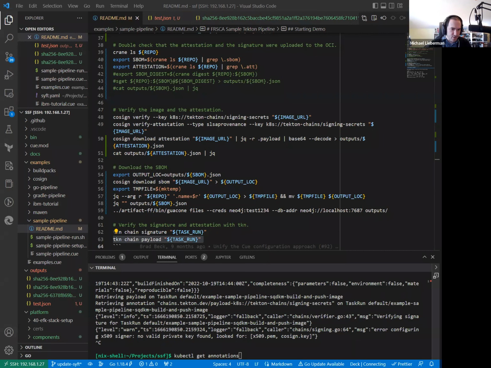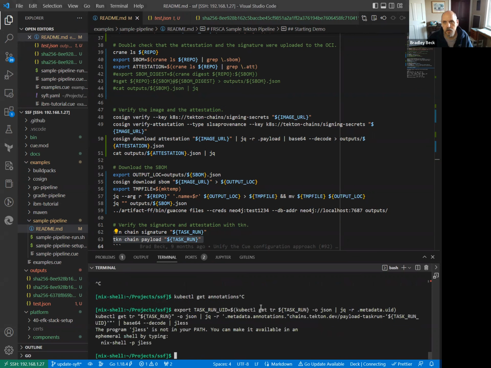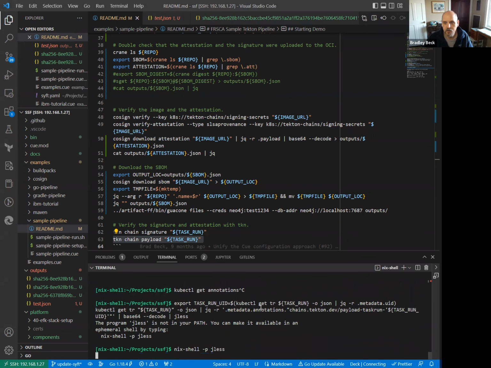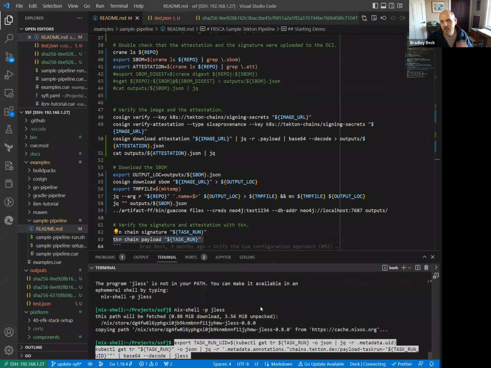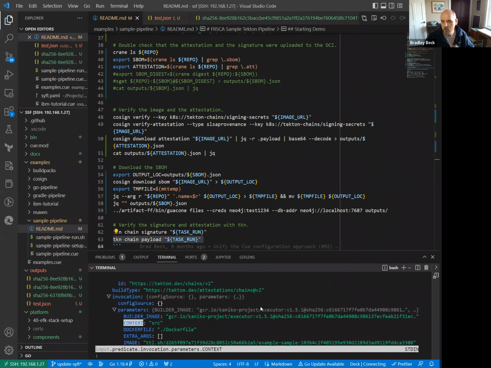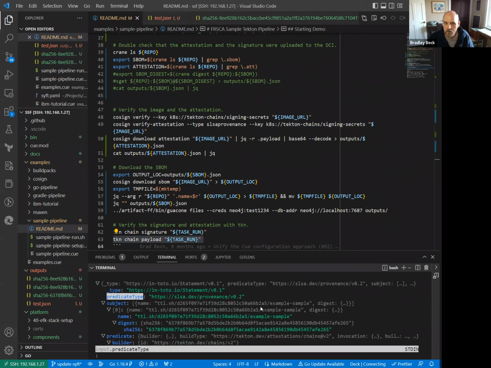Was this the investigating chains v0.12 one? No, sorry, the most recent one. Oh, the most recent one. Whoops, my bad. Okay. And I see. So the weird thing is that you have to get the UID of the task run in order to then be able to query the specific annotation that you need, because the task UID is embedded in the key for the annotation that you need.